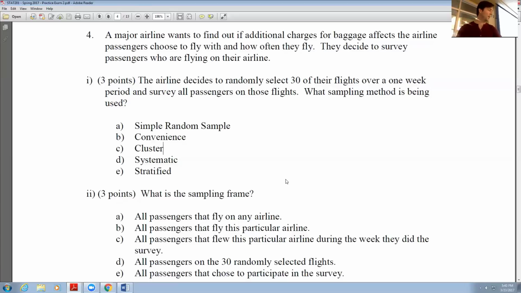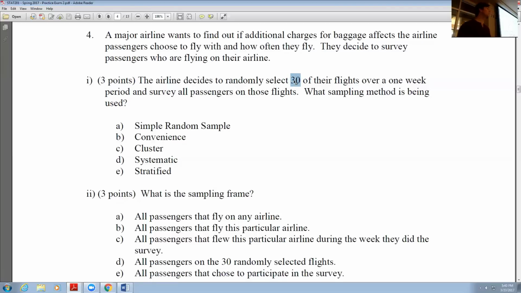This was a tricky one again. This is why even I have to slow down. Remember, the sampling frame is defined as all people or things we have access to sample. Does that make sense? The sample would be all people on these 30 flights who responded.